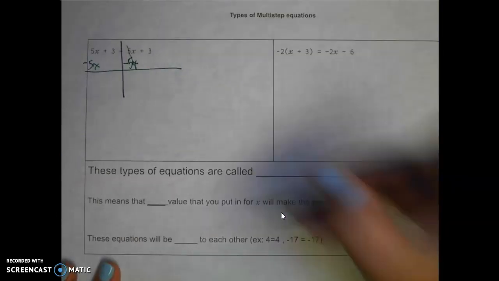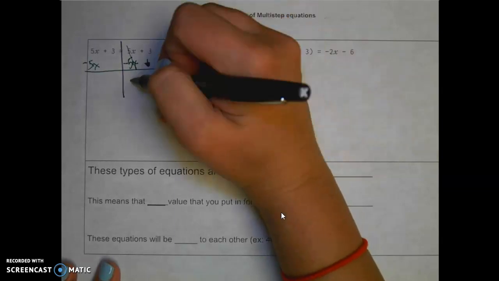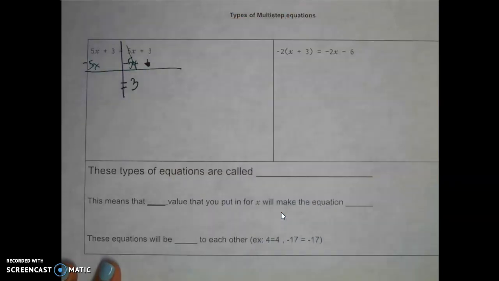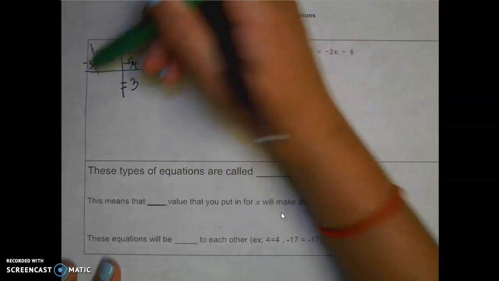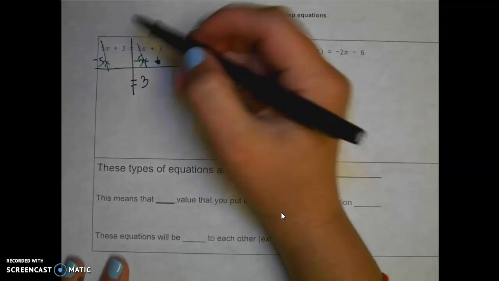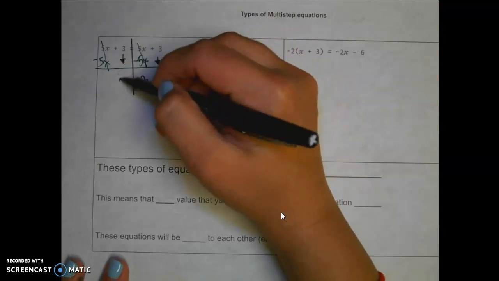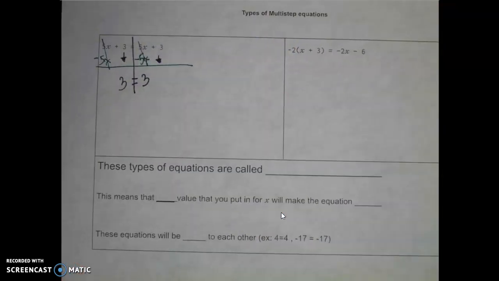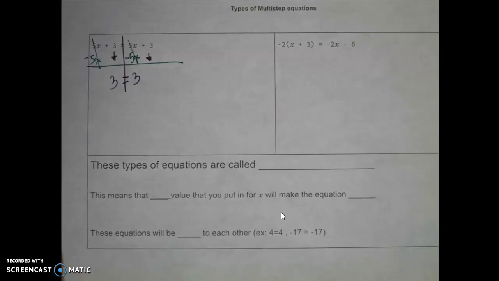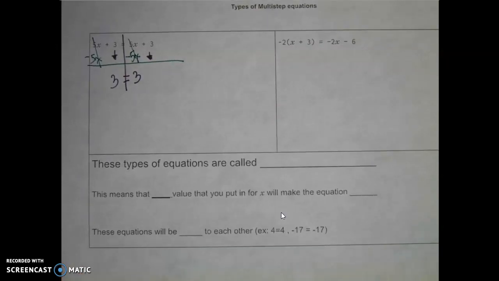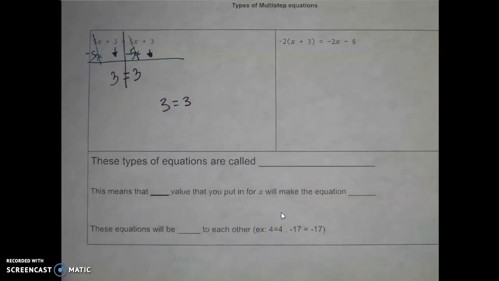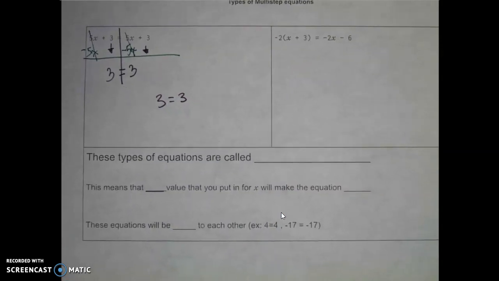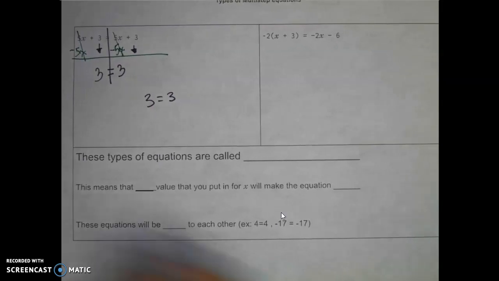So on the right side, I am left with 3. And I have 5x minus 5x, which is going to cancel. And I'm going to be bringing down this 3. 3 equals 3. How convenient. So we're just going to leave it as 3 equals 3, because that is a true statement. The number 3 is the same as the number 3. Let's move on to the next one.